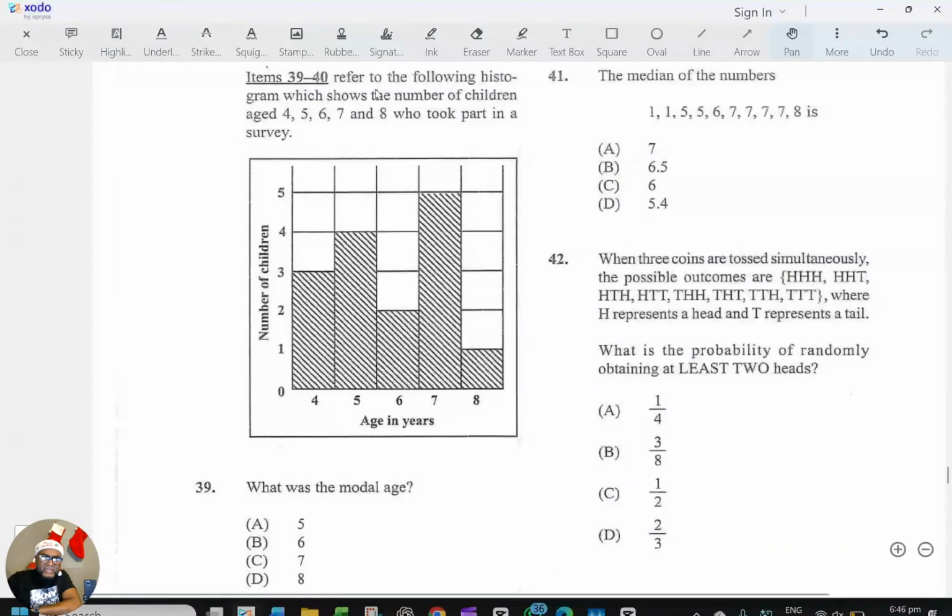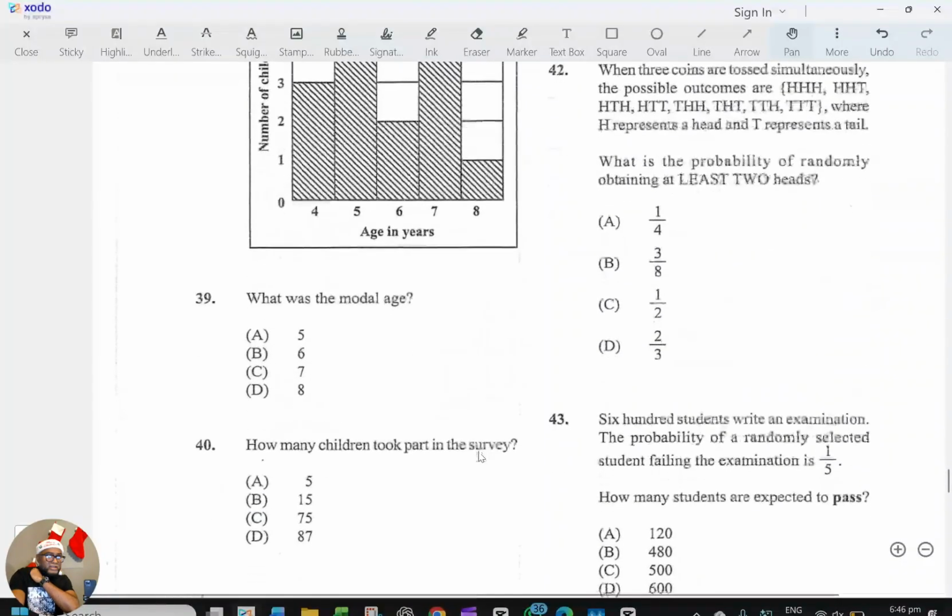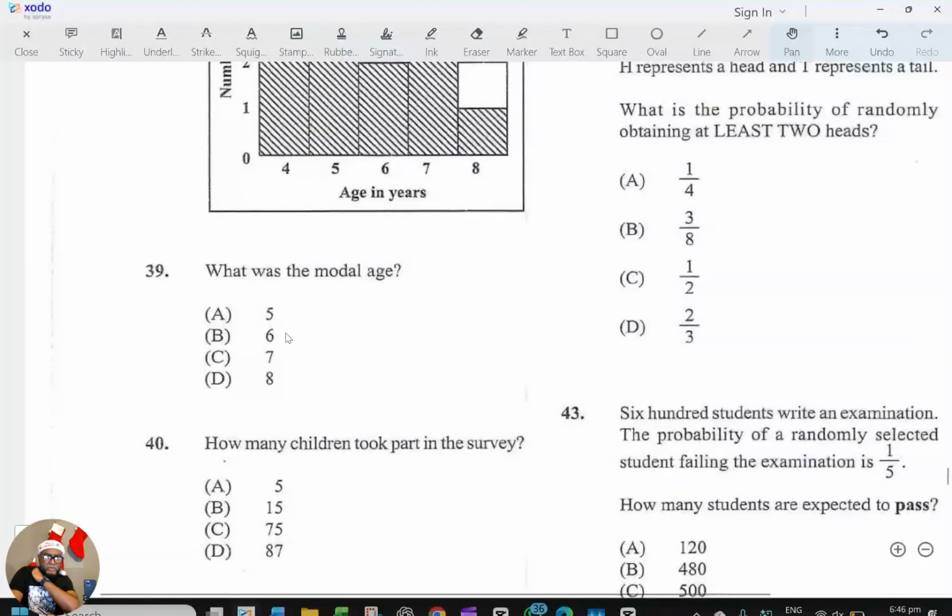Items 39 and 40 refer to the following histogram, which shows the number of children aged 4, 5, 6, 7, and 8 who took part in a survey. So we have 4, 5, 6, 7, and 8; these are their ages, and these are the number of children. What is the modal age? Which age occurred the most? 7. So 7 would be your modal age.